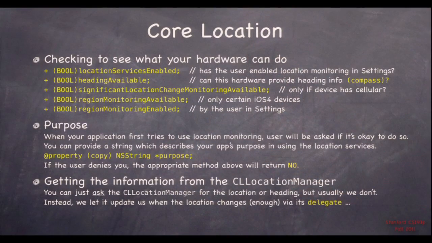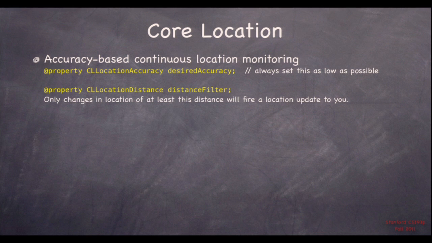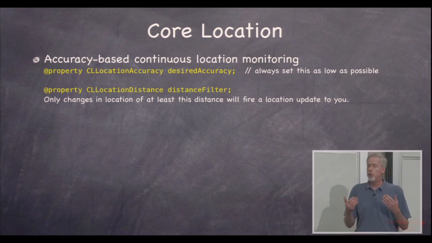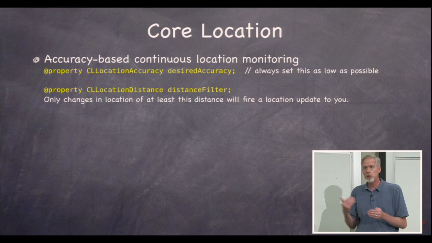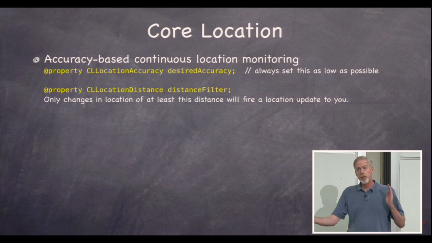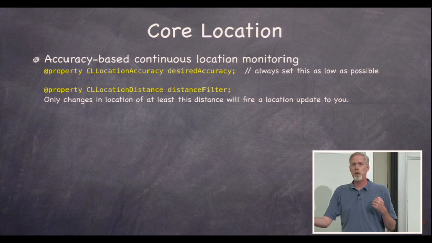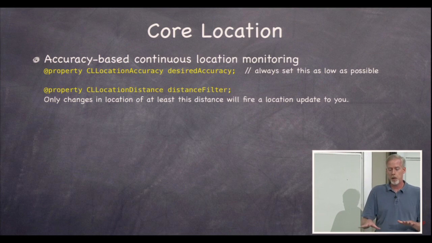So once you've checked to see what the hardware can do, now you can get the information from the CL location manager. Now you can just ask it for the location, tell me the current location, but usually you don't do that. That would be polling it. You don't usually poll it. Usually you set its delegate and then set the accuracy that you want, okay? And you want to set this as low as possible so that it's not having to use a lot of battery to be constantly checking where you are. And then you can also set this thing called a distance filter, which is don't give me another update until the person goes at least this far away from where the last update you gave, right? Which can also keep the number of updates down.